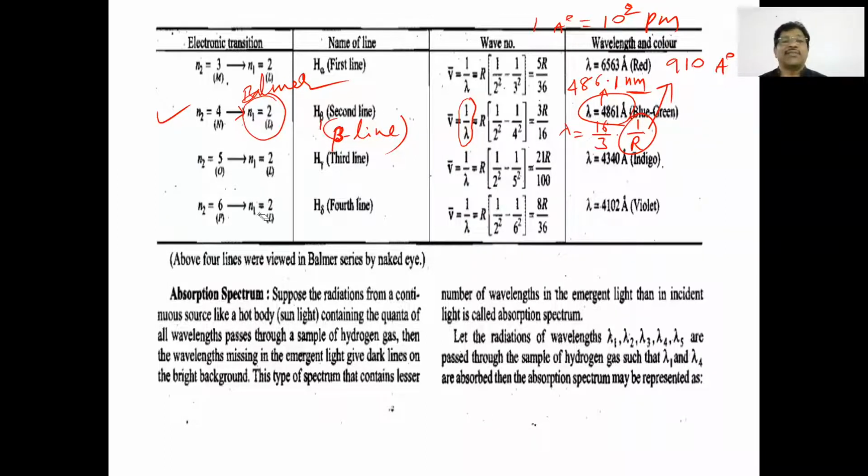Now all these lines are Balmer series only. Why? All electrons are coming to the second orbit. So we can take this one. This table is of Balmer series. Balmer series means all of these.